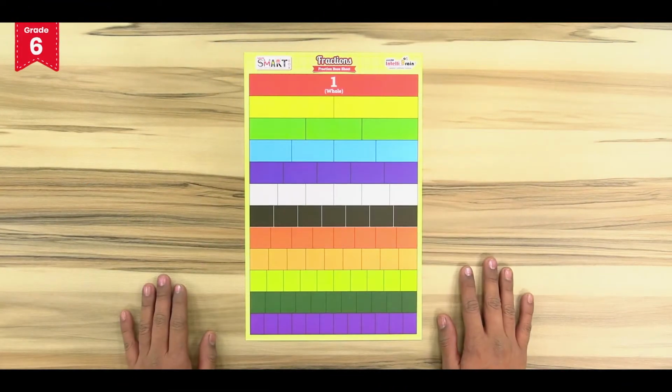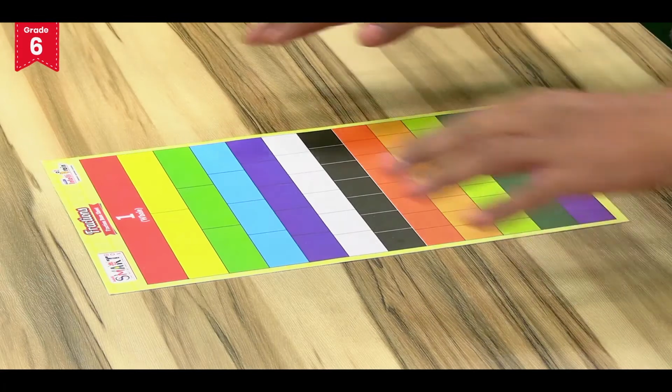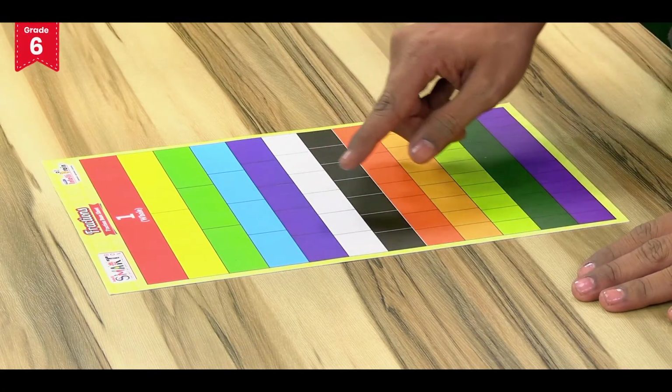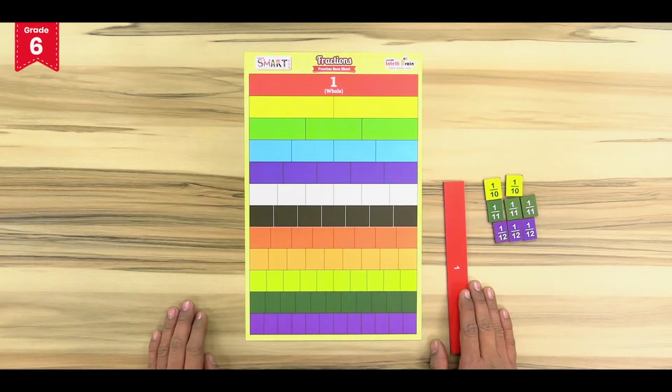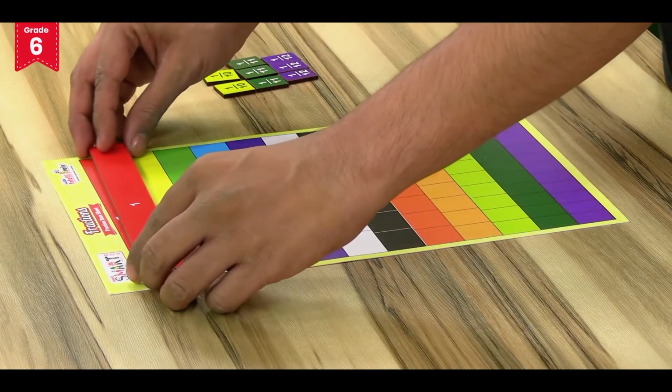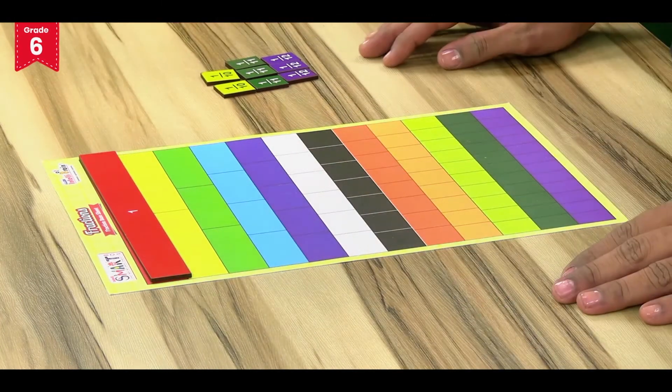Lay out the fraction base sheet on a table or a flat surface. We can observe that the fraction base sheet is divided into different colored strips with varying number of sections. Take out the fraction tokens from the fractions kit one by one and place them on the sections given on the fraction base sheet by matching colors.